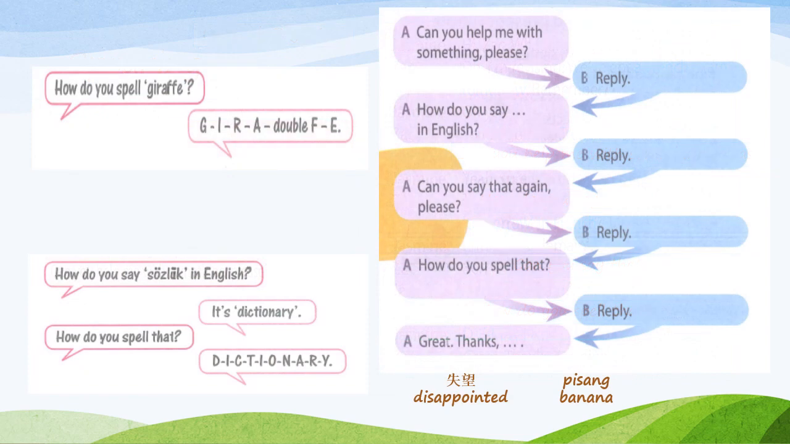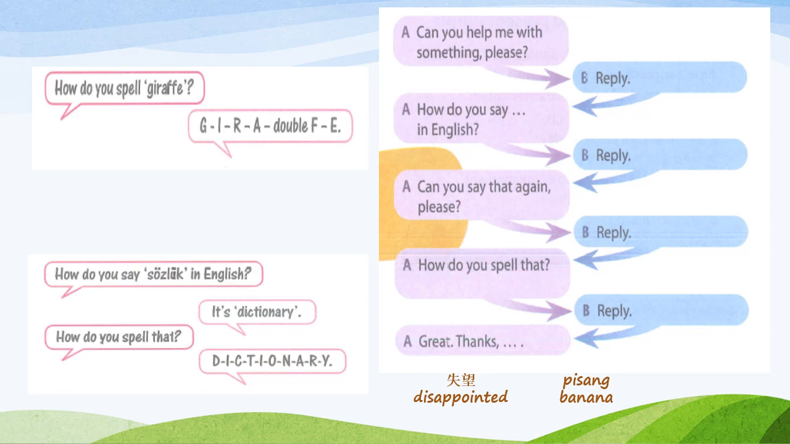Now, when you ask somebody how to spell something, you ask, how do you spell what? You know, the word, how do you spell giraffe? So you can say G-I-R-A-F-F-E or G-I-R-A-F-F-E. You know, when you have two of the same letters together, we can say double, yeah? Giraffe. How do you say, I don't know what is this word? How do you say zozlok in English, for example? Okay? It means dictionary, okay? The word means dictionary. How do you spell that? D-I-C-T-I-O-N-A-R-Y.